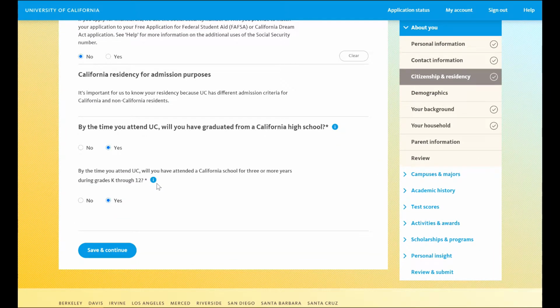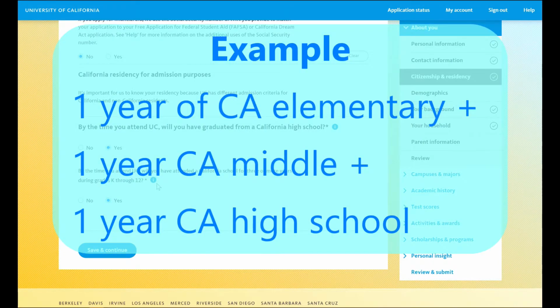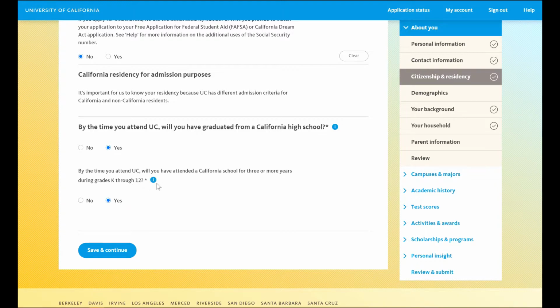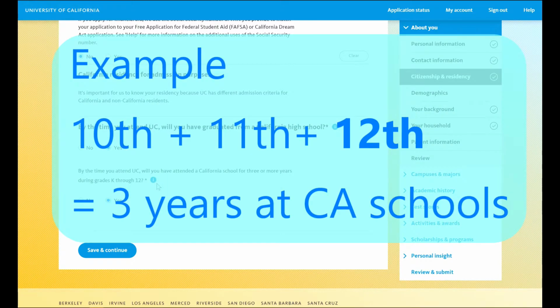The latter half of this section discusses California residency. If you will graduate from a California high school, mark yes. By the time you attend UC, will you have attended a California school for 3 or more years during grades K through 12? If you have a combination of elementary school, middle school, and high school that sums up to 3 years, mark yes. If you have less than 3 years of attendance to a California school, mark no. Note that if you're in 12th grade now and will finish your 3rd year by graduation, mark yes.